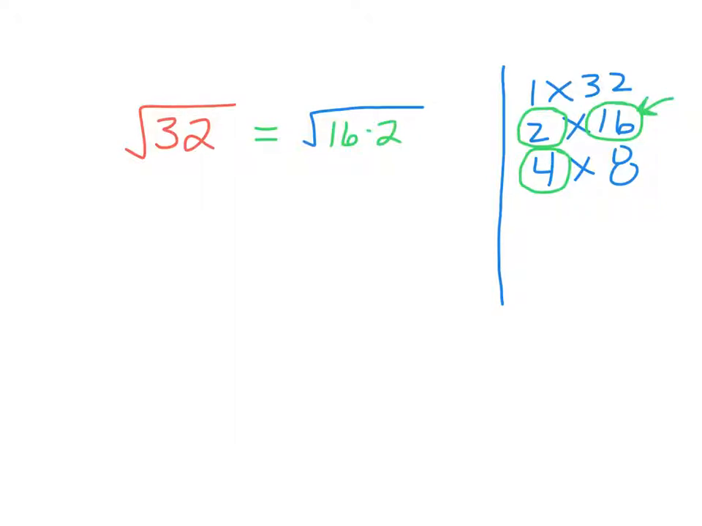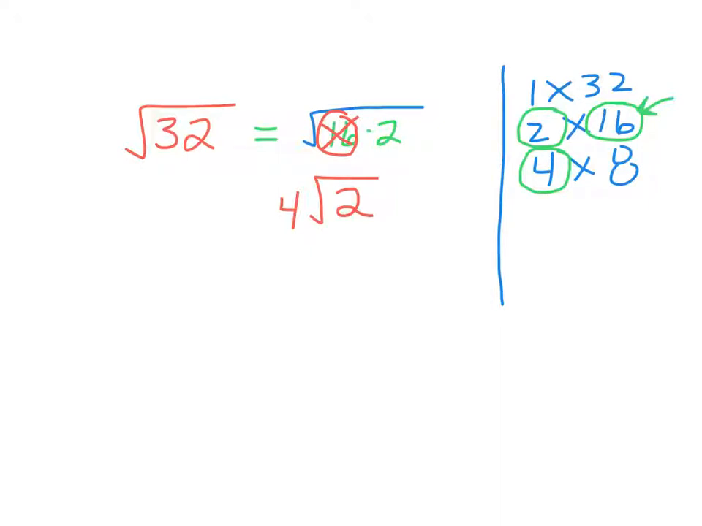Now, I'm going to take the square root of 16. The square root of 16 is equal to 4. So I'm going to get rid of that. I'm going to bring it to the outside, and I'm left with 4 times the square root of 2.